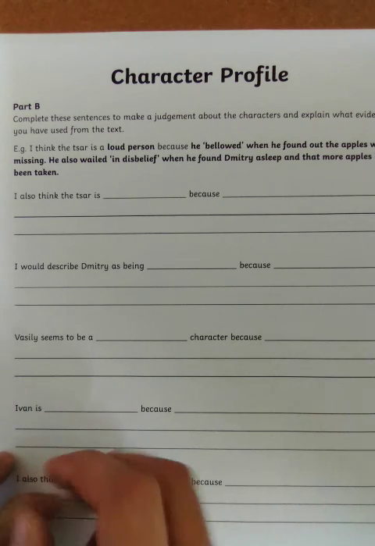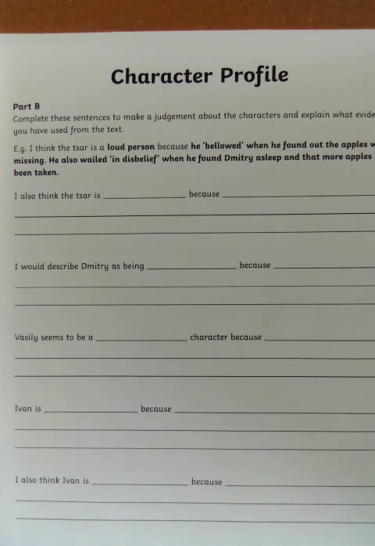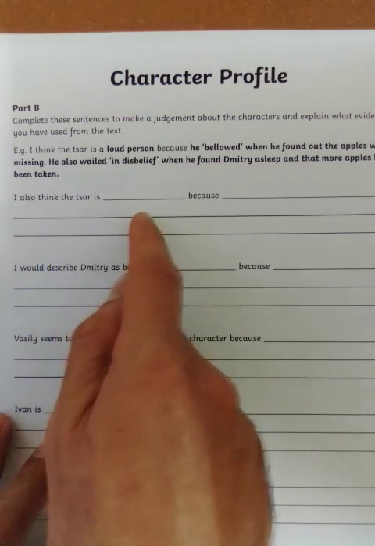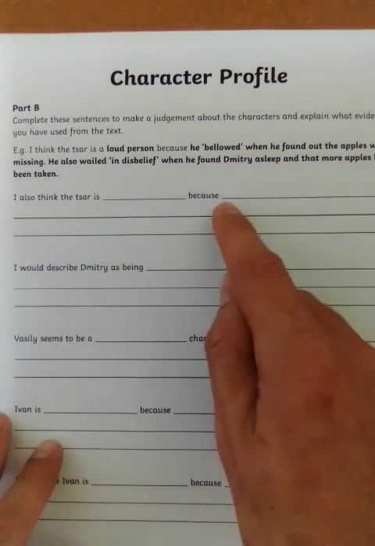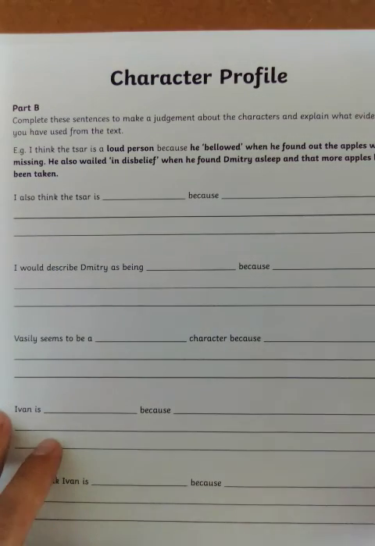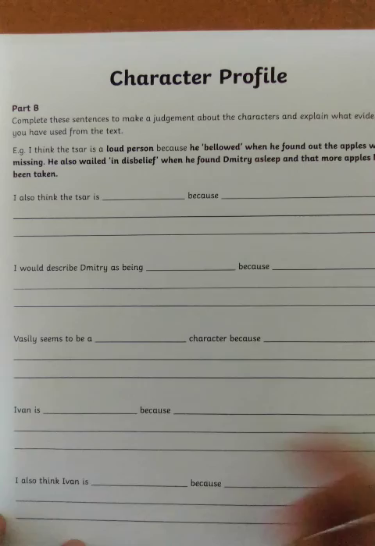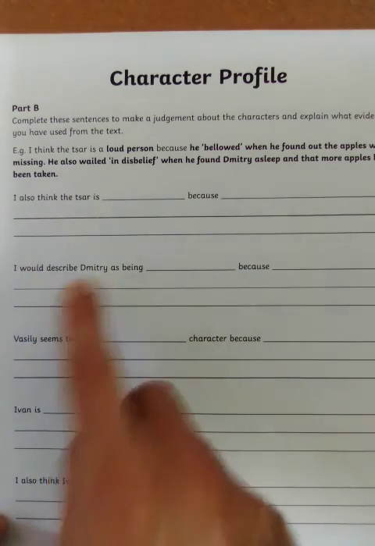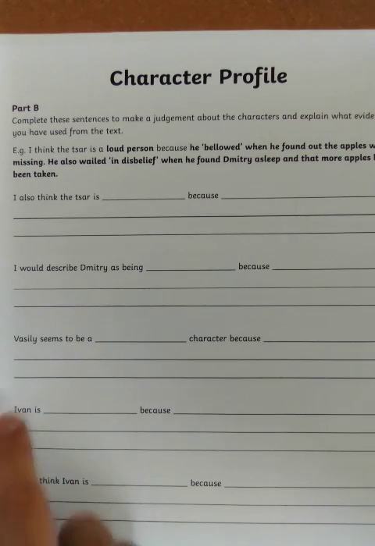So you can find other evidence in chapter 1 and 2. If you need to go back to chapter 1, that's fine. You can say, I also think the Tsar is. What do you think he is? And then give me evidence of where you found this in the story. Don't just make things up. Also be careful, it's not all about the Tsar. The first one's about the Tsar, then it's about Dmitri, then there's one about Vasily, so make sure you read carefully.